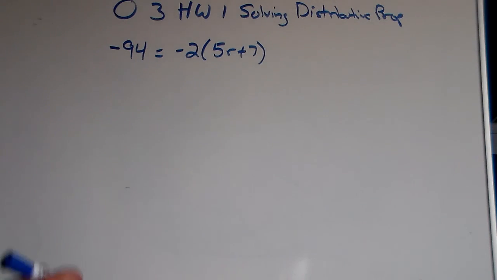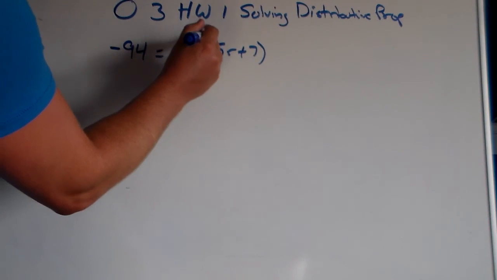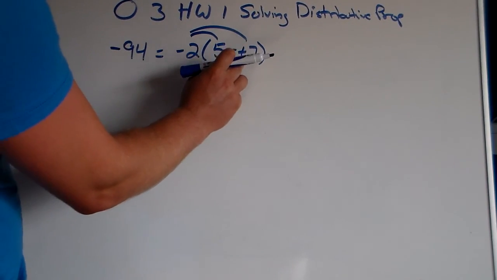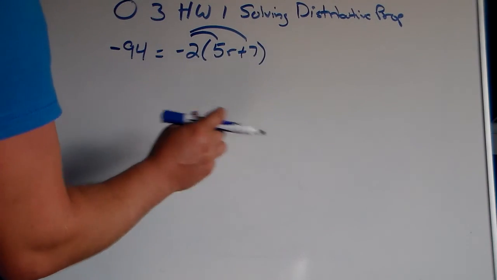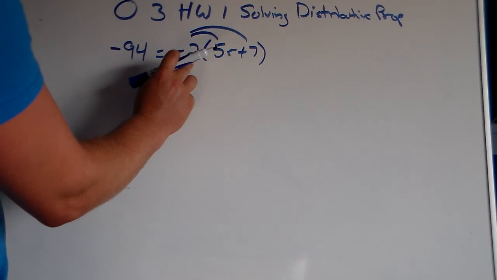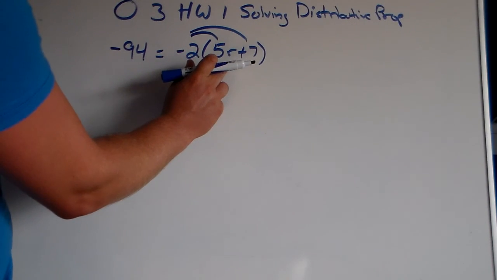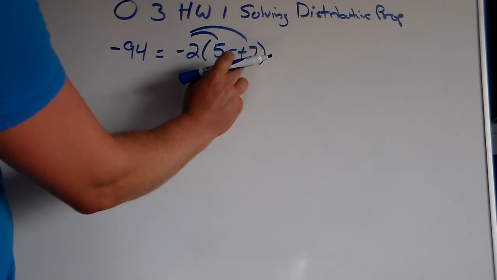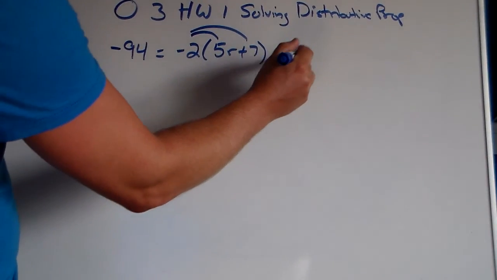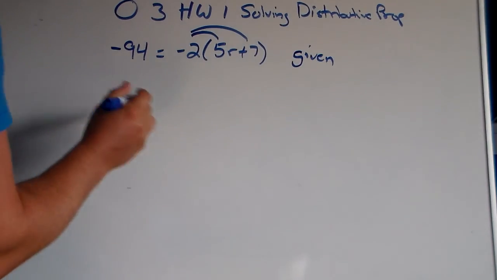Now we have to make sure we distribute properly when we're solving equations. We have to distribute this negative 2 to both terms. 5r is one term and the positive 7 is the second term inside the parentheses. So you have to make sure that negative 2 is being multiplied to the 5r and the negative 2 is being multiplied to the positive 7. This is the given equation.